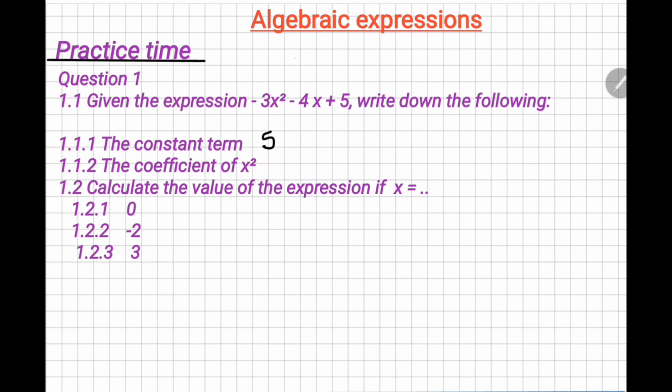Let's look at the coefficient of x squared. The coefficient is the number that is multiplying the variable. You guys gotta be careful about coefficients, because sometimes we tend to leave out the signs. We want to rush and say the coefficient is 3, but actually it's not 3. There's a negative sign in front there, so it's actually negative 3.